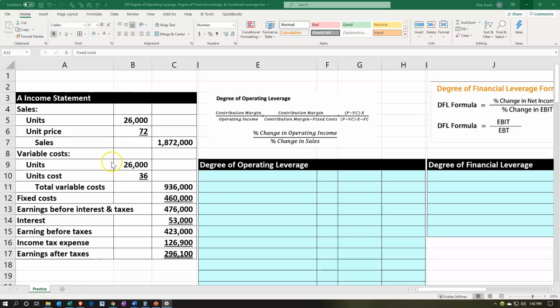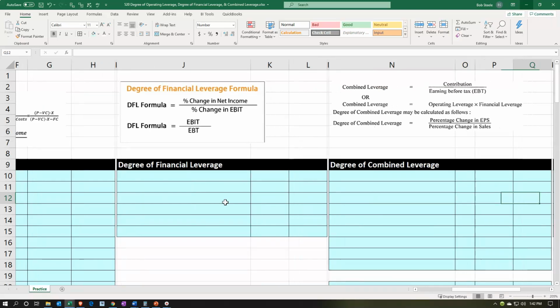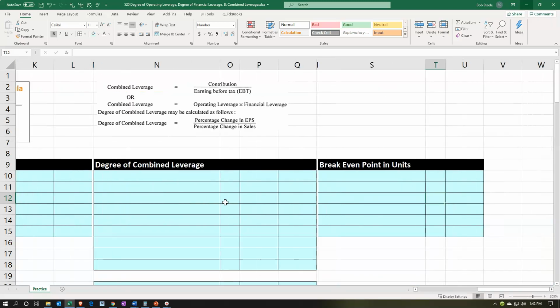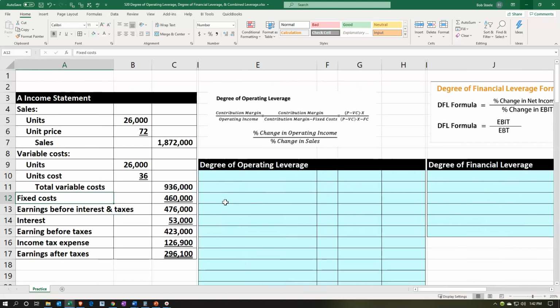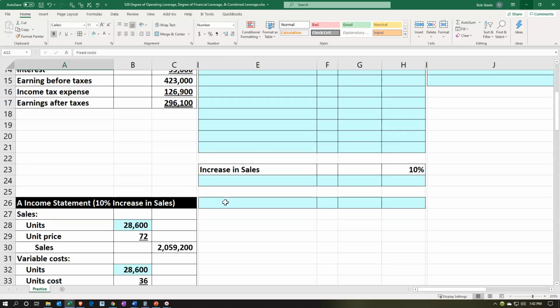Here we are in Excel. We have the information on the left-hand side. We're going to put that into the blue area in our worksheet on the right-hand side, calculating the degree of operating leverage, degree of financial leverage, degree of combined leverage, and the break-even point in units. We'll do this for a couple different scenarios so we can see what the effect is on these leverage calculations.